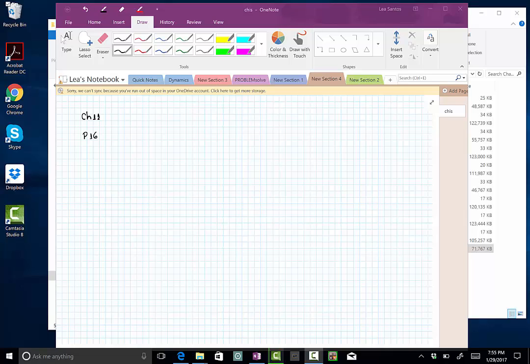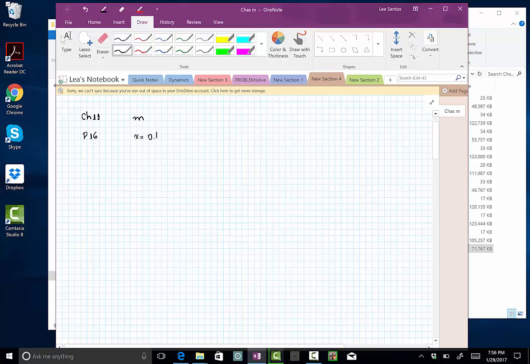This is problem 16 of chapter 11 of Giancoli 6th edition. So they give us the mass of an object, and they also give us the equation for the vibration of this mass. So in my case, this equation is the following.